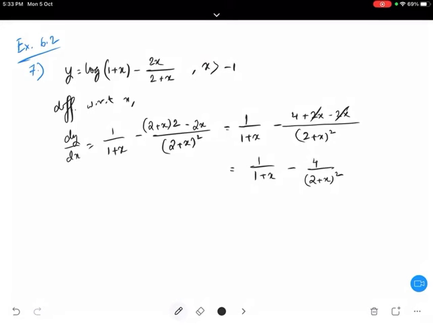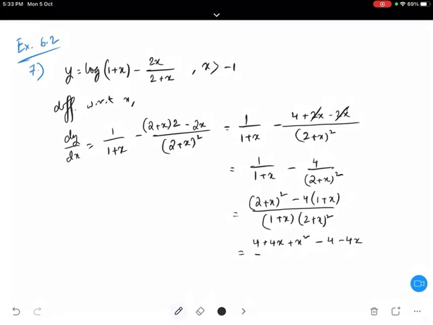Now I did the LCM. After doing LCM, what we have is 1 plus x, 2 plus x whole square in the denominator, and in the numerator, 2 plus x whole square minus 4 into 1 plus x. So let us simplify this one. Just doing the square, I get 2 square is 4 plus 2ab, that will be 4x, plus x square, minus, let's multiply 4, minus 4x, divided by 1 plus x into 2 plus x whole square.